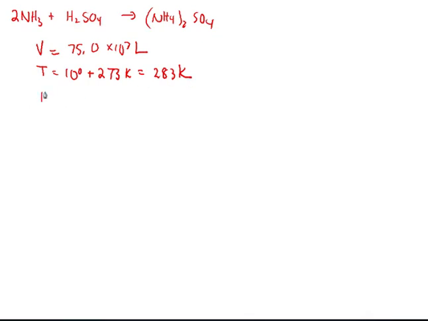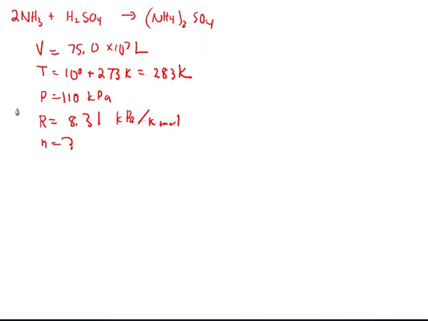We know that the pressure is 110 kilopascals, and since it's kilopascals and Kelvin and liters, we need to use the R value of 8.31 kilopascal liters per Kelvin per mole. We're trying to determine the moles, because once we determine the moles, we can multiply by the molar mass of ammonium sulfate to determine the mass.